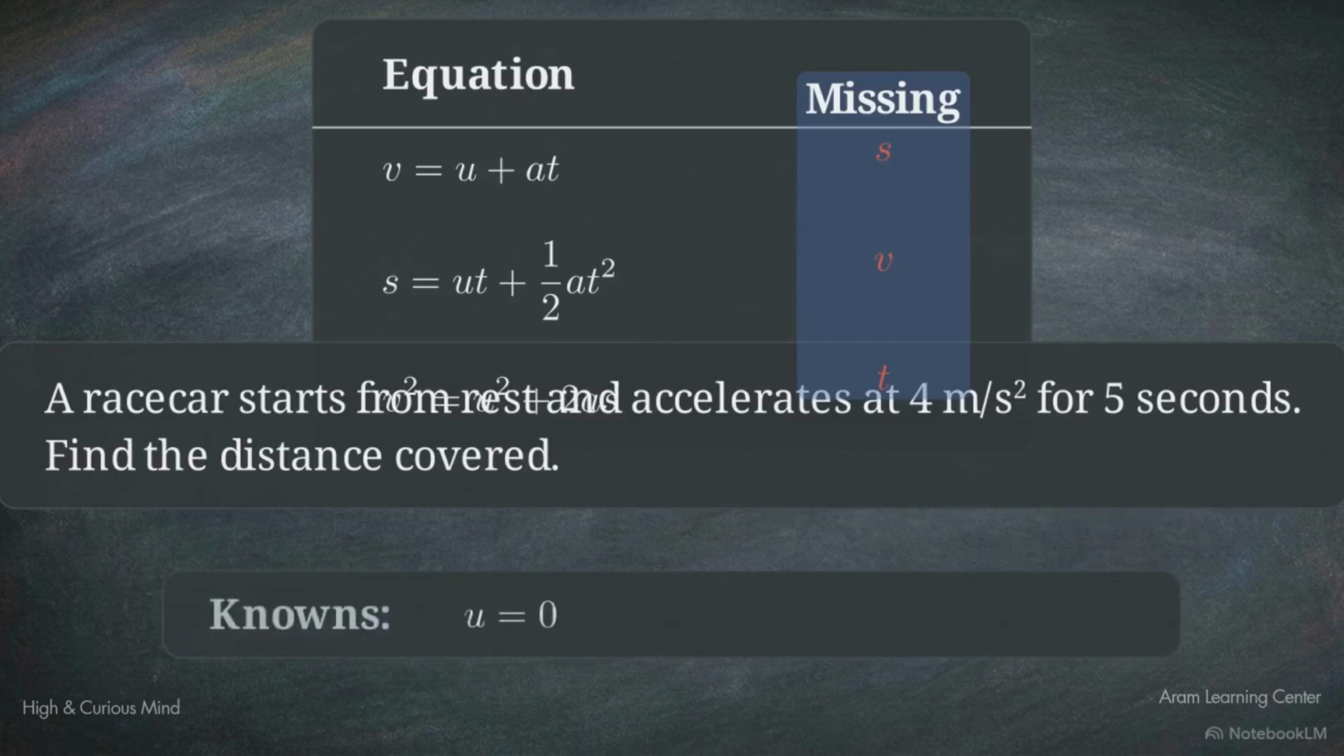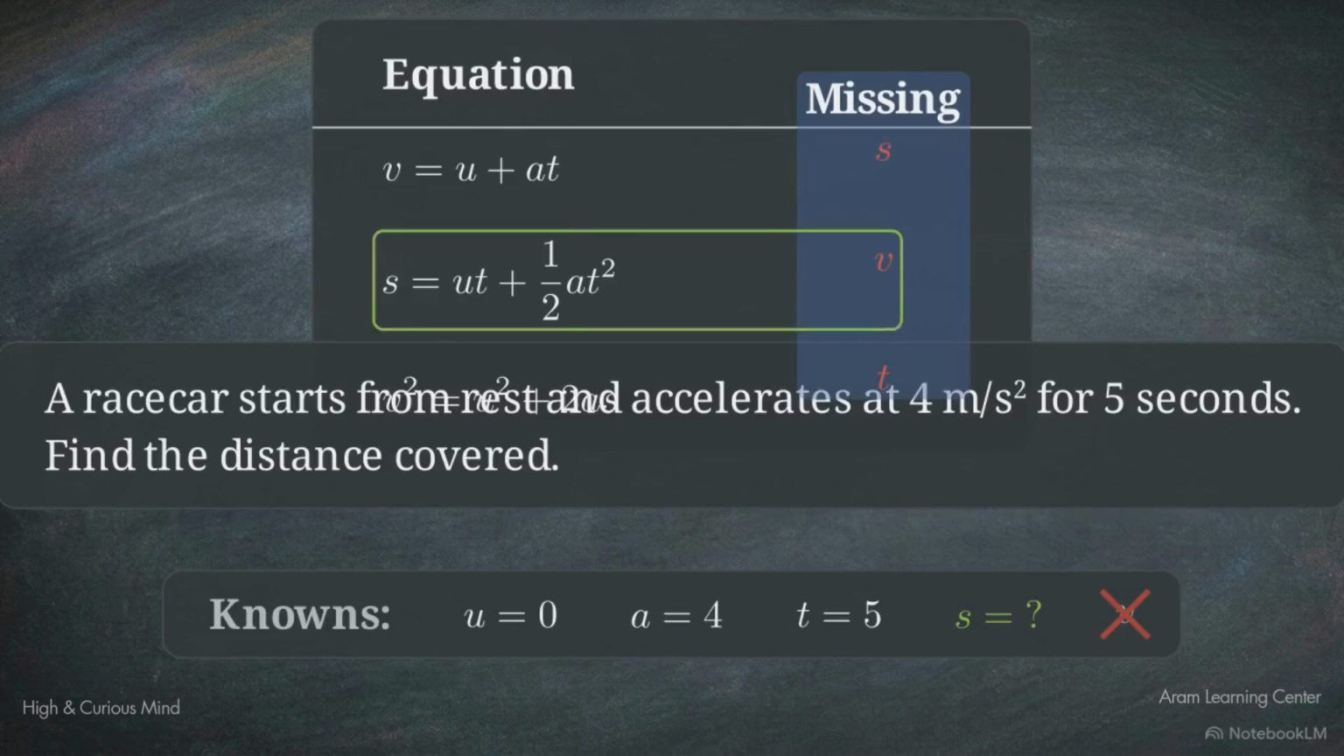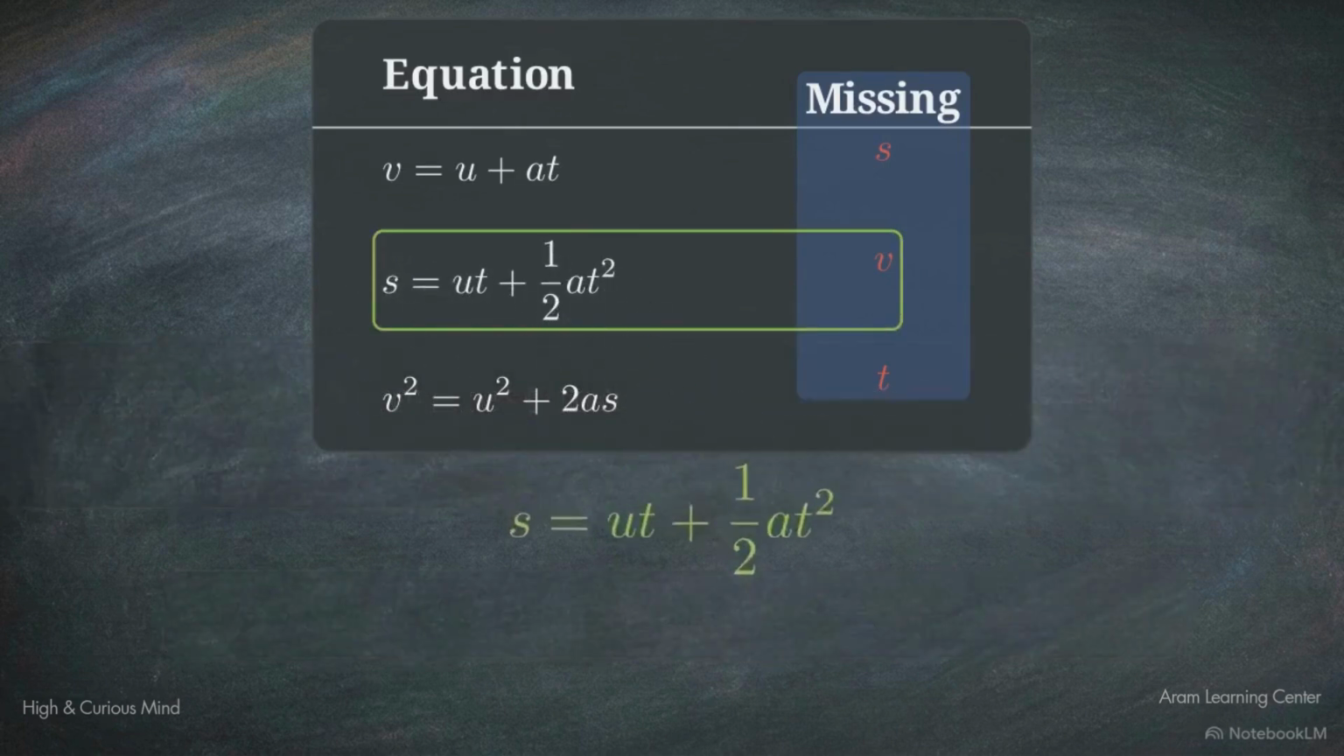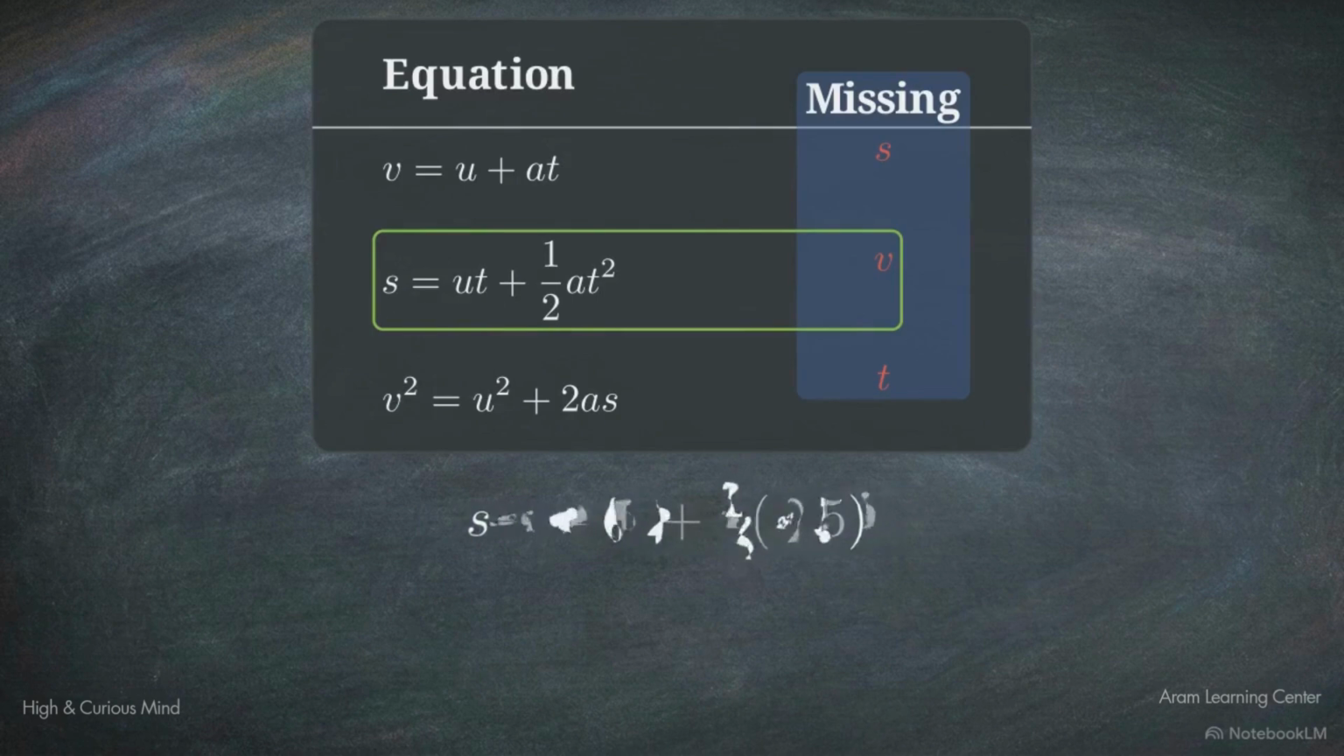Find the distance covered. Pause the video and give it a try. We start by listing our knowns. Initial velocity is 0, acceleration is 4, time is 5. We need displacement. Final velocity isn't mentioned at all, so we cross it out and use the second equation. Plug in the numbers, and the answer is 50 meters.